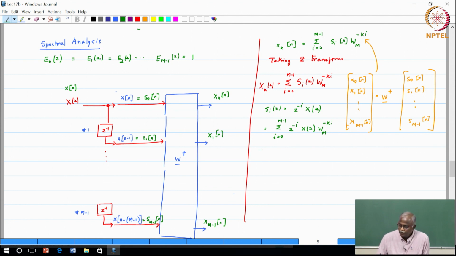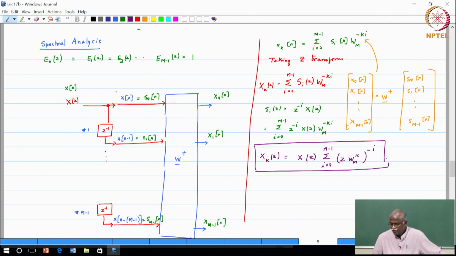Okay. So the output relationship can be written in this form: xk of z is equal to x of z, which is common, it does not depend on i, so it comes outside the summation. You get the summation i equal to 0 to M minus 1 of z times W_M^k raised to the power minus i. This is a very, very key equation. So if this is the input output relationship, then this becomes the expression for hk of z, the transfer function.